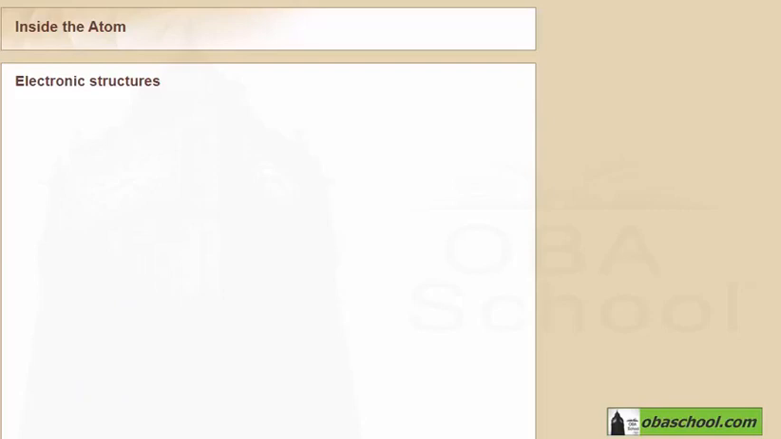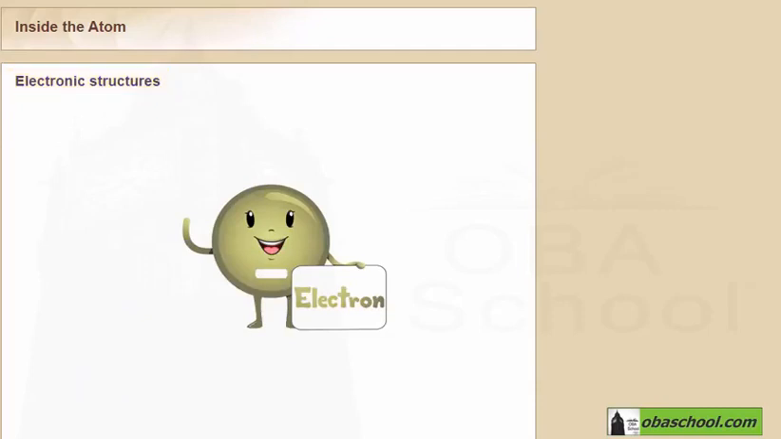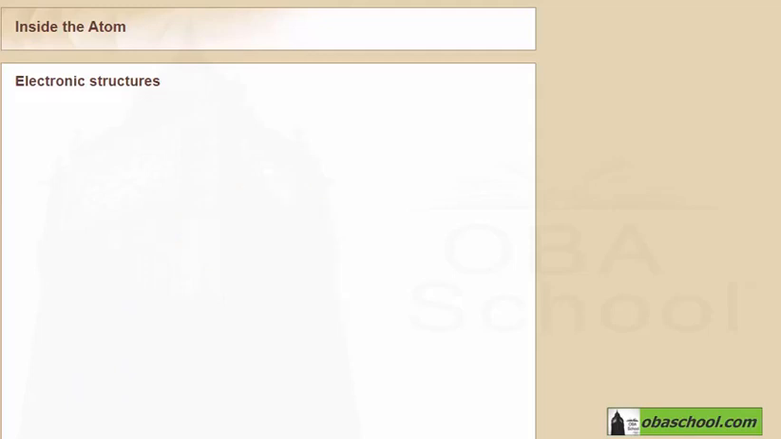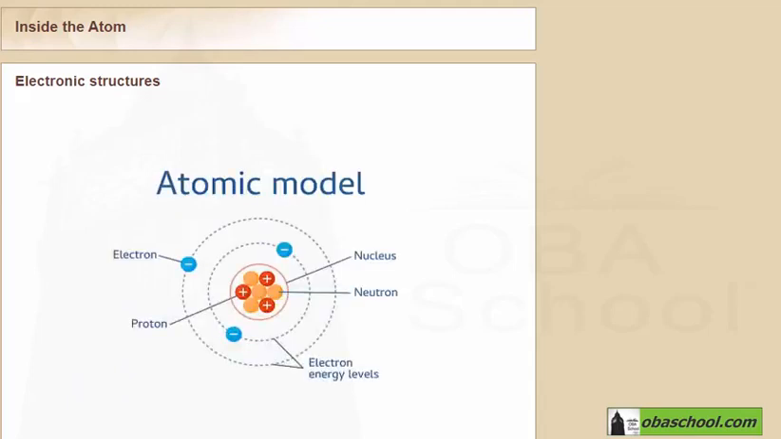In this presentation, we will explore the electronic structures of chemical elements. Electrons are a type of subatomic particles which are negatively charged and orbit around the nucleus. However, their arrangement around the nucleus is not completely random. They occupy energy levels or shells. Then the question that we shall ask is, how do these electrons fill their energy levels?